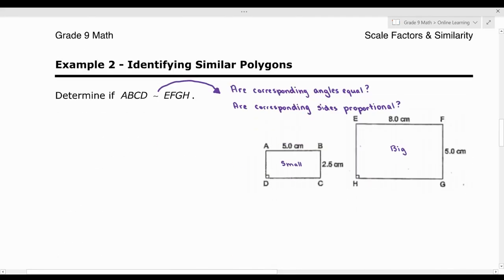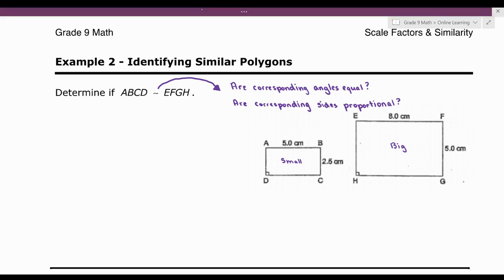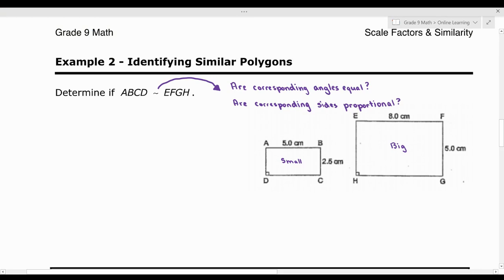All right, example 2. Same type of question. We want to determine if ABCD is similar to EFGH. Reminder, if we want to prove it's similar, are the corresponding angles equal and are the corresponding sides proportional? Reminder, this weird little symbol there just means is similar to in terms of the question.